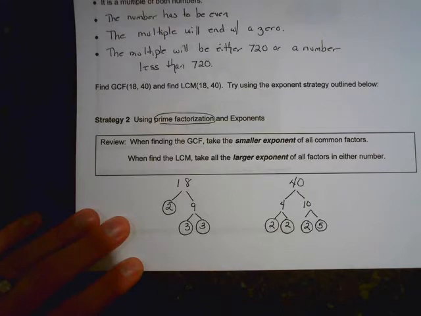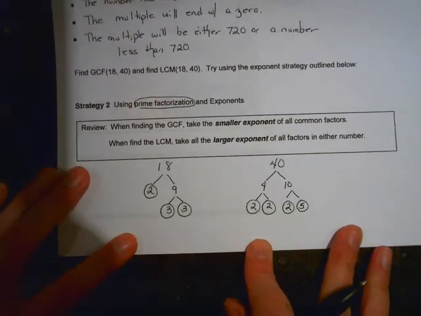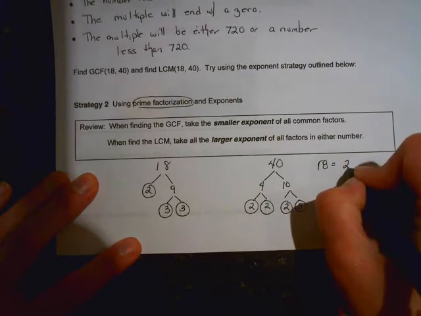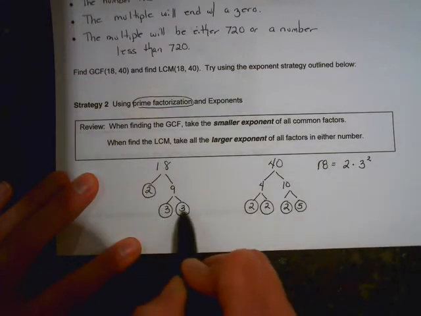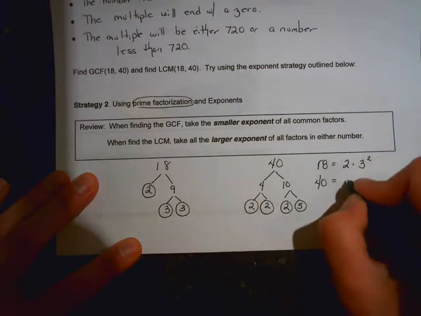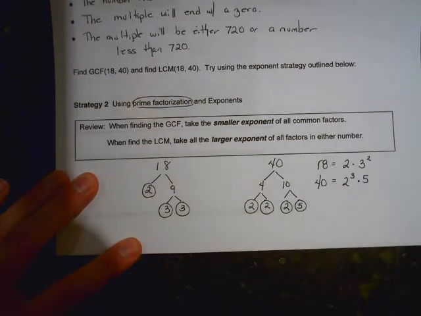Okay, take your time. Did we get the same thing? All right, so let's look at 18. 18 is equal to 2 times 3 squared. Does everyone agree with that? And 40 equals 2 cubed times 5.